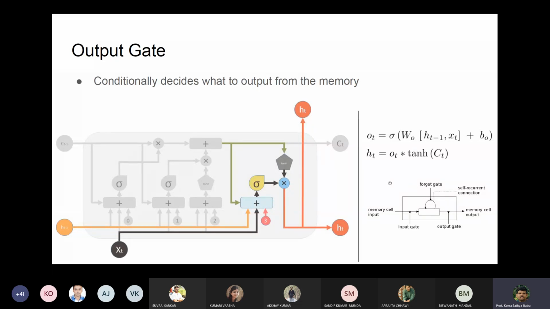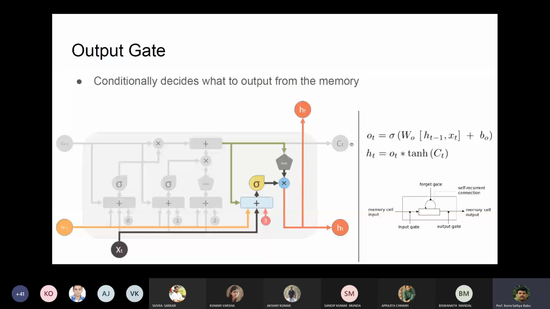So we run a sigmoid layer which decides which part of the cell we are going to output. Then we put the cell state through the tanh and multiply it by the output of the sigmoid gate, so that we only output the parts we decided to. So this output gate decides what to output from the memory.